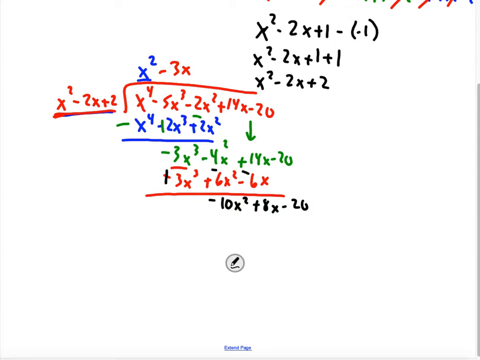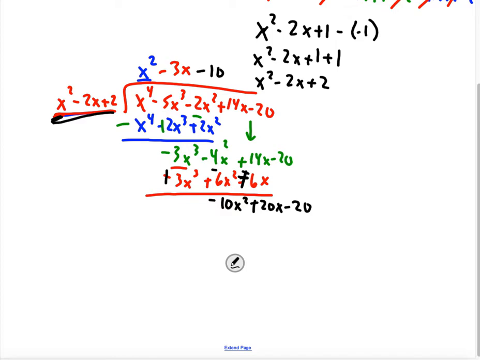All right, so then our next thing here, oops, I see what I did. This is supposed to be a plus, change the sign. That should be a plus 20x. There we go. And then my last thing here, I have to think, x squared times what is going to give me a negative 10x squared? It'd be a minus 10.